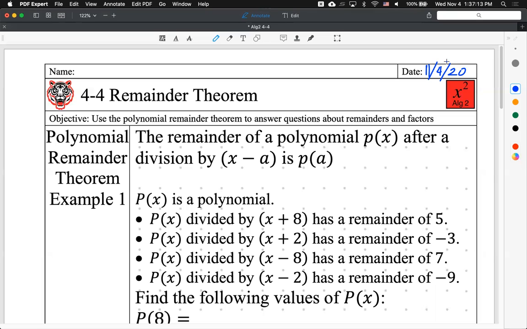Let's jump into an example. But P of A, you want to think of this as plug in the opposite. I'll write that down for our notes. Plug in the opposite to get remainder.